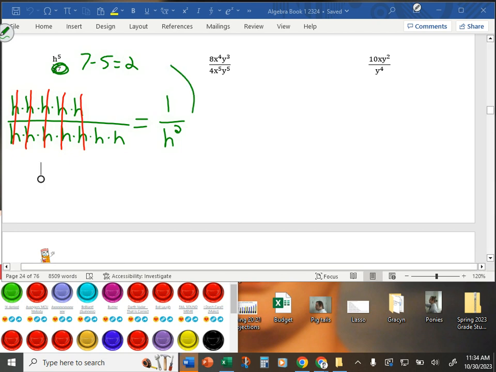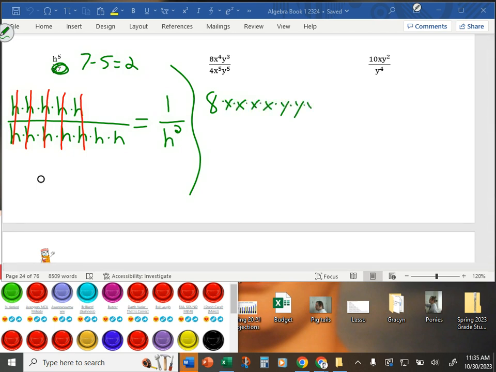Next one. 8 times x times x times x times x times y times y times y. 8x to the 4th, y cubed, over 4. 1, 2, 3, 4, 5. And 1, 2, 3, 4, 5. Yowza. That was not very fun. What can we cancel out here? Some we haven't heard yet today, perhaps. What can we cancel out?